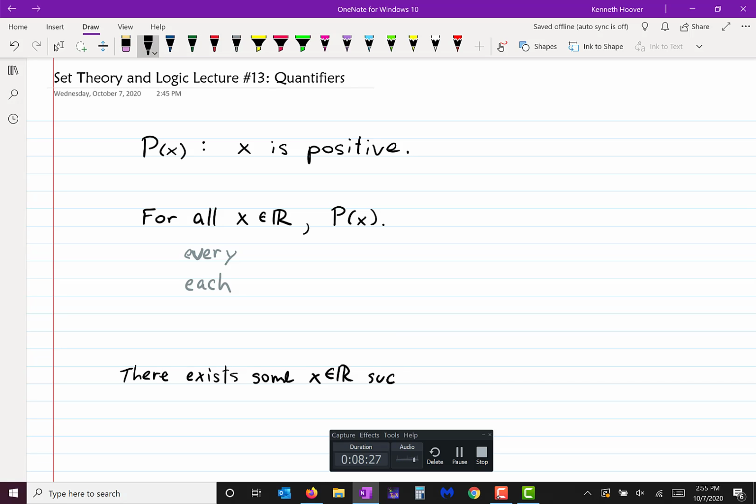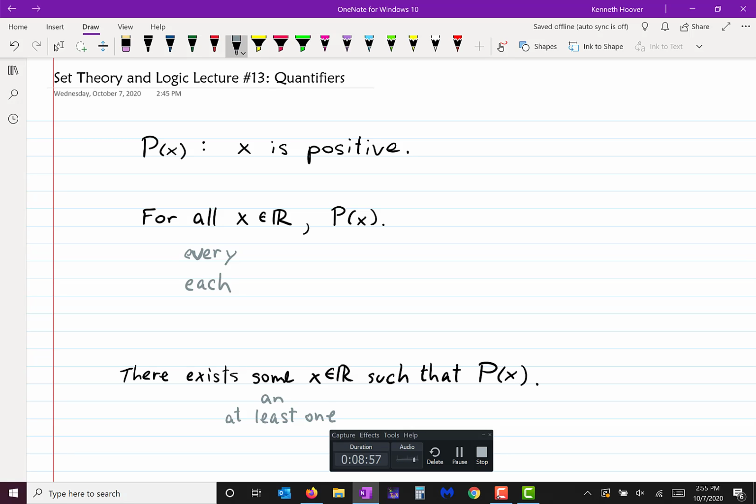Such that x is positive. That's the normal way of saying it. You can say there exists an x instead of some x. You could say there exists at least one x. Those are all equivalent.